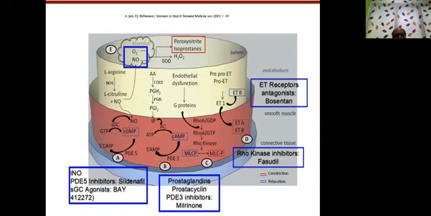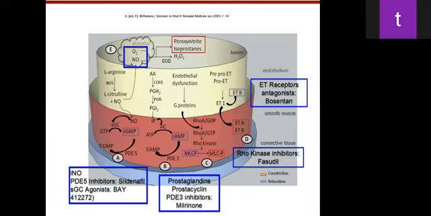So what do we have? We have prostacyclin, prostaglandin, and milrinone, which acts at the PDE level, that is the cyclic AMP level. We have sildenafil, which acts at the PDE5 level, that is phosphodiesterase 5 enzyme inhibitors. And we have ET receptor antagonists, endothelin receptors, like bosentan, and we have Rho kinase inhibitors.